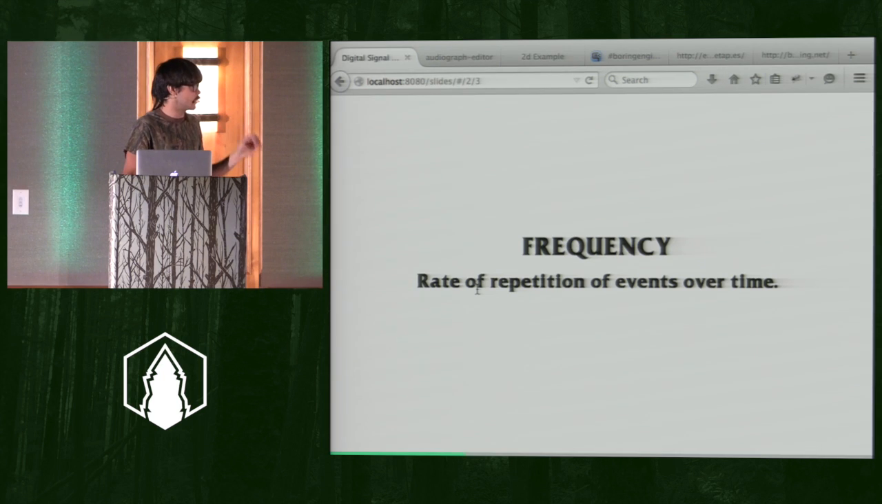And finally, we're going to get to frequency. When we talk about frequency, we're going to be talking about the rate of repetition of events over time. Now, how this is going to appear to us when we're talking about audio signals is it's going to sound like the pitch is changing. We're going to hear it as the frequency gets more rapid, it's going to go up higher in pitch for us.